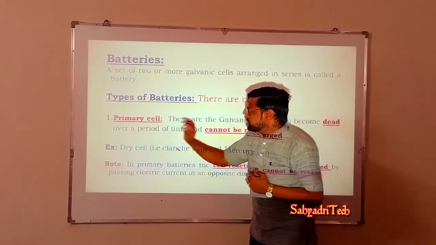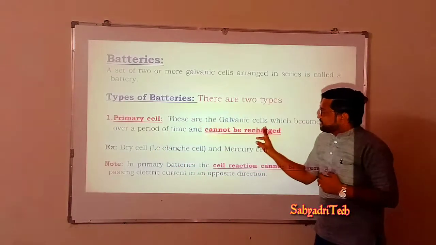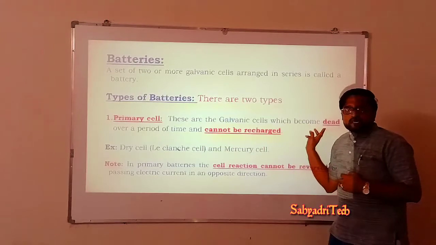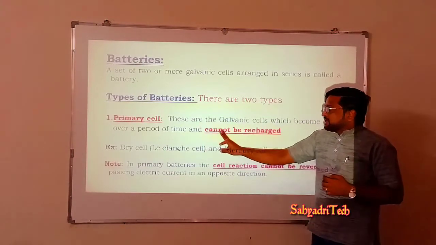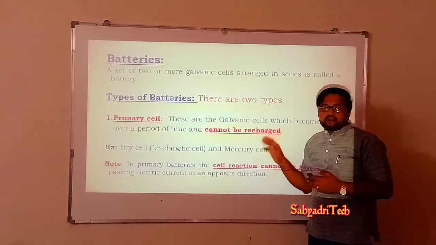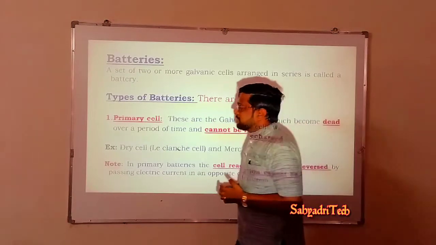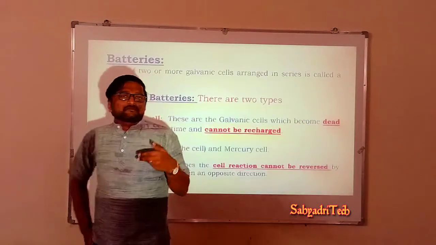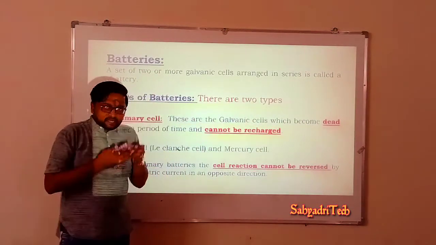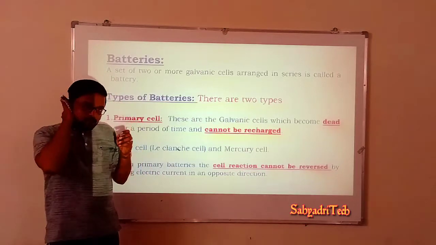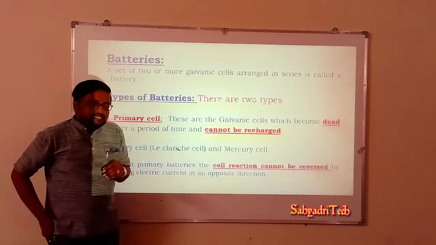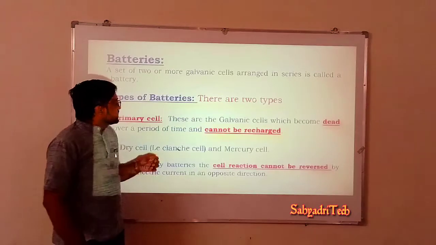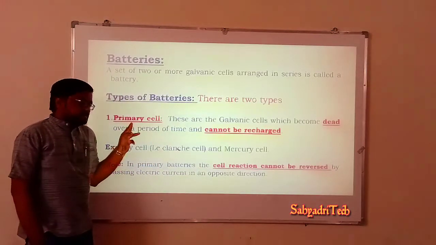So I repeat, what is the definition? These are the galvanic cells which become dead over a period of time and cannot be recharged. Or in other words, what we can say? The batteries which cannot be recharged and reused. They are used only once in their lifetime. So they are called primary cells.